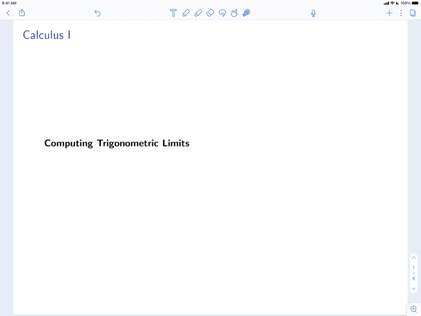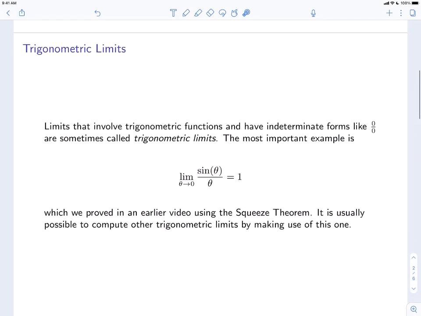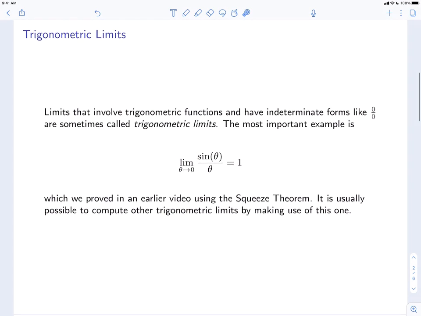In this video, we'll talk about computing trigonometric limits. Limits that involve trigonometric functions and have indeterminate forms, like 0 over 0, are sometimes called trigonometric limits. The most important example is the limit as theta goes to 0 of sine of theta over theta. This limit equals 1, which we proved in an earlier video using the squeeze theorem.